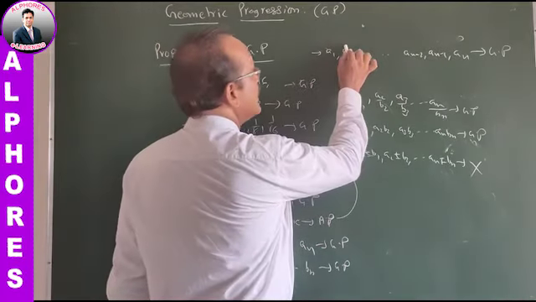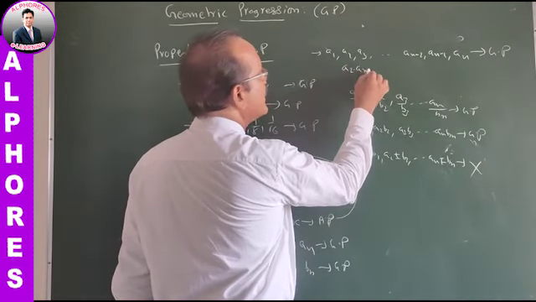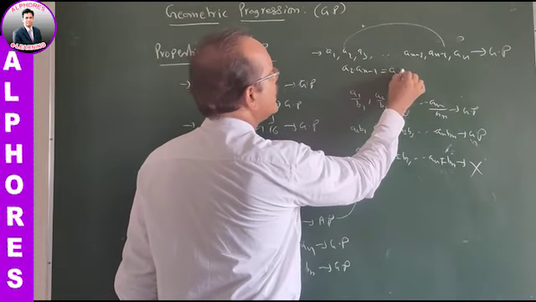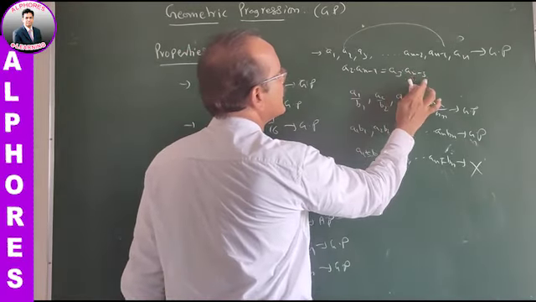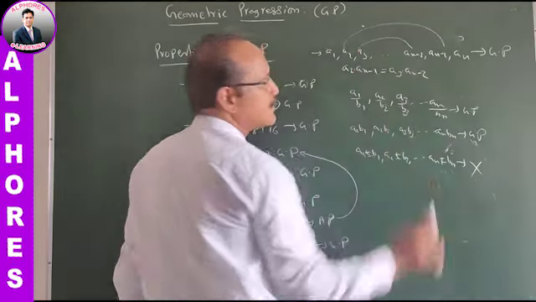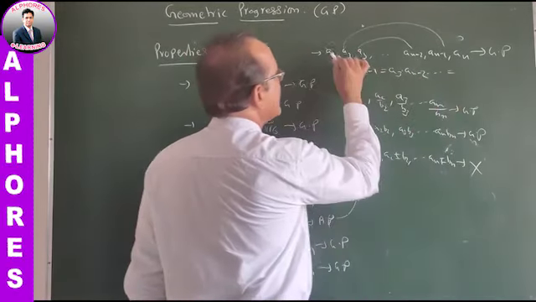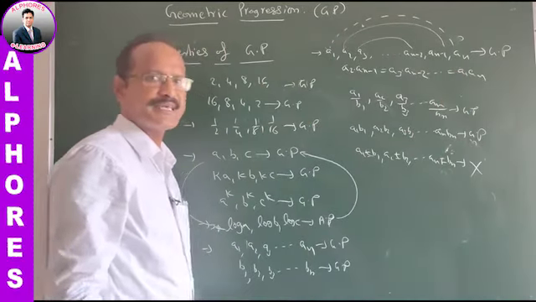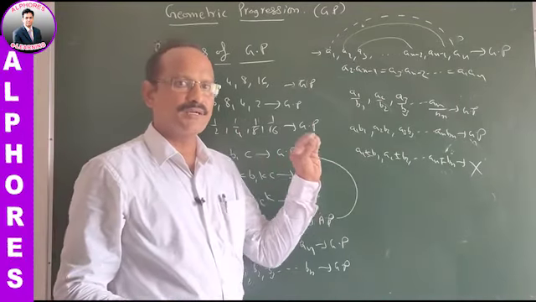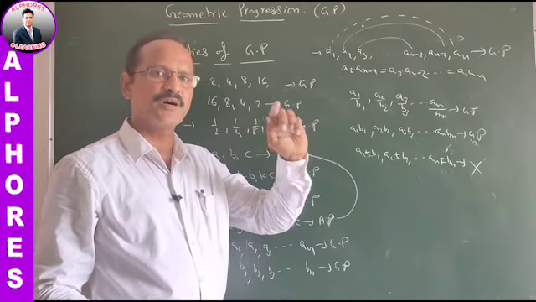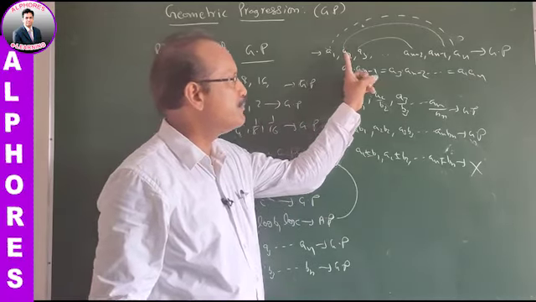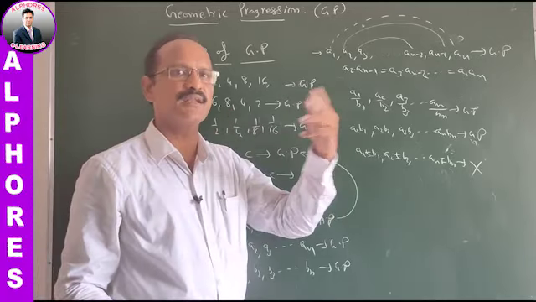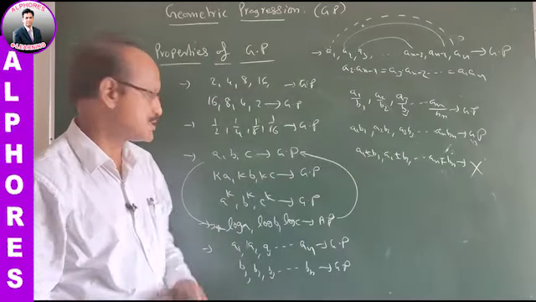That is A2 into AN minus 1. This product is equal to A3 into AN minus 2. This product, etc., is the same as the product of the first and the last, that is A1 into AN. Once again the point: the product of the terms of a GP which are equidistant from the beginning and ending is always the same and is equal to the product of the first and the last.